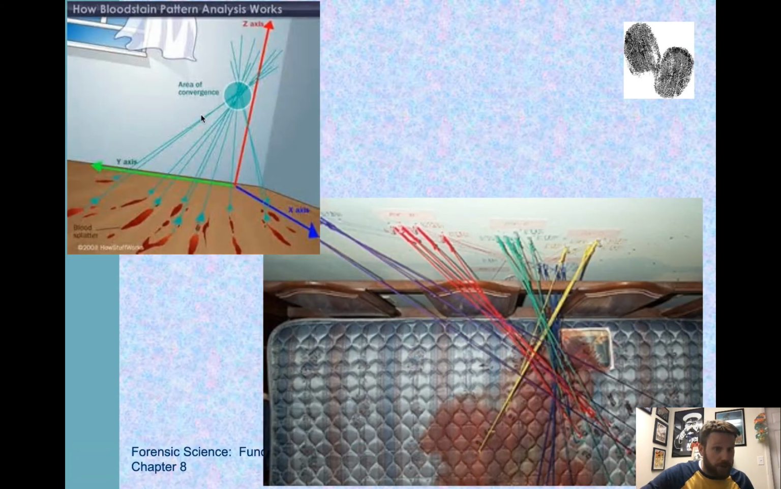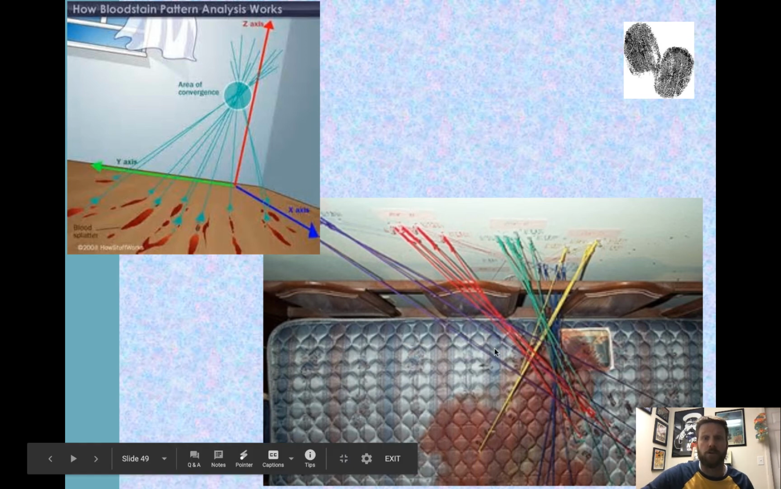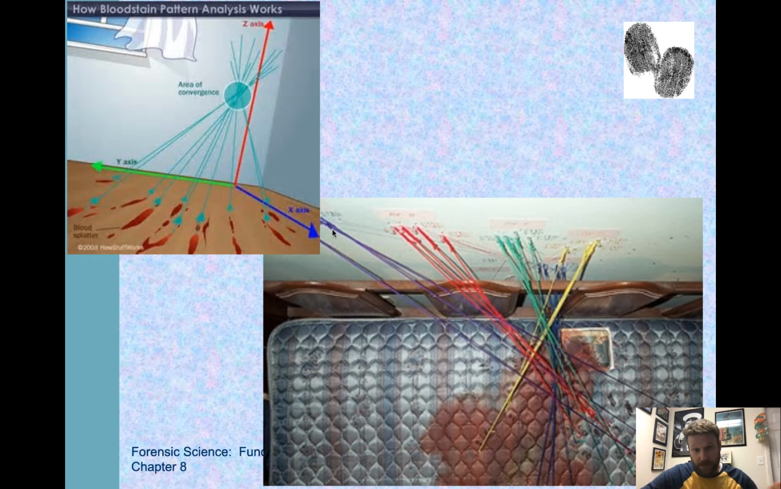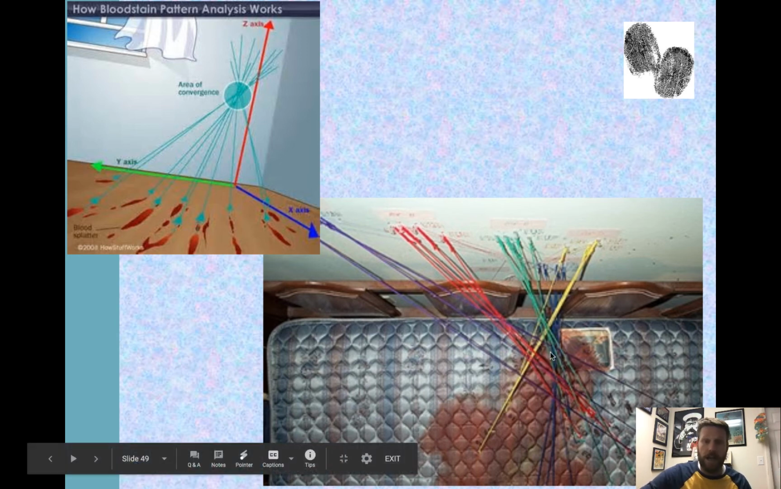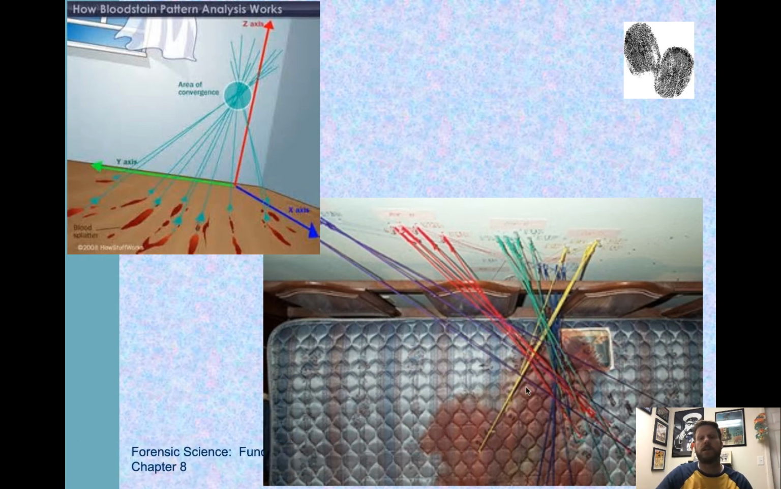Here's a little picture of it. Here's an actual picture from a crime scene where the forensic scientists have determined the angle that the blood hit the wall here behind the bed, and they've used different colors of string to trace back. Whatever injury occurred, whatever crime occurred, it occurred somewhere right in here where all of these blood spatter angles are converging. Helps you reconstruct the crime scene.